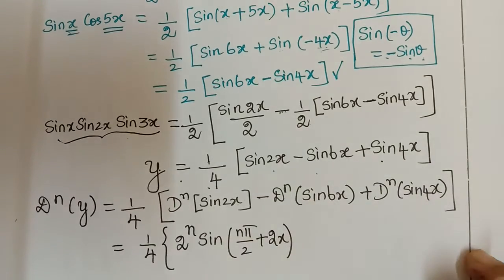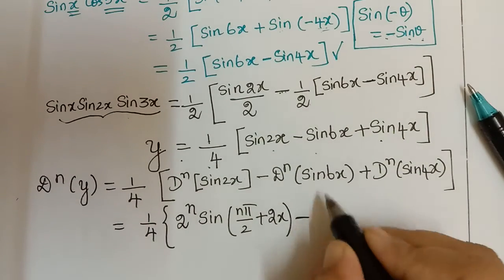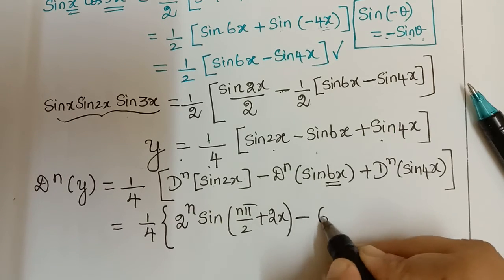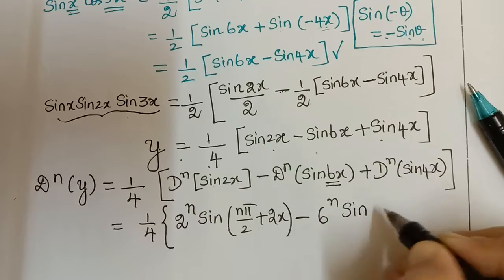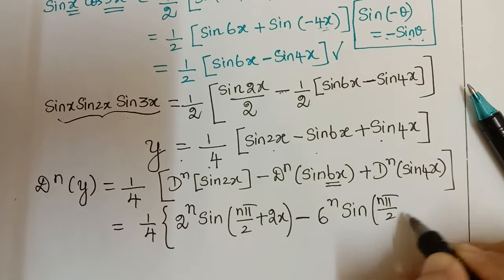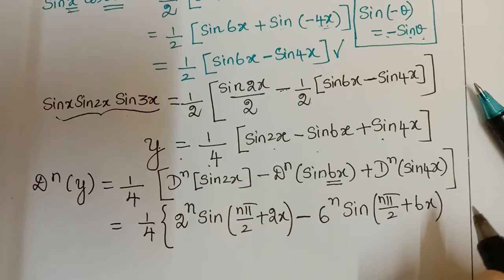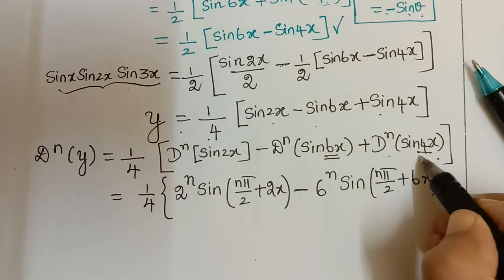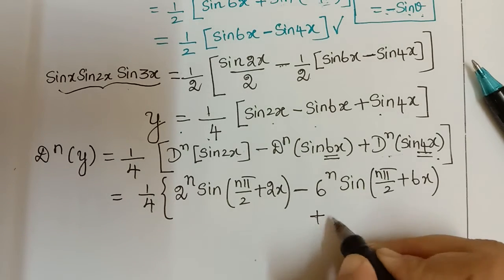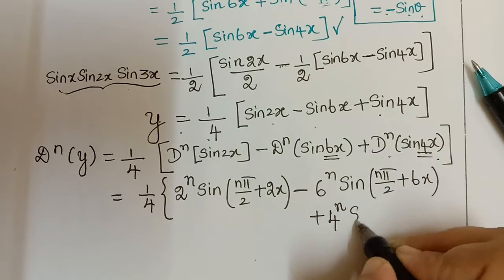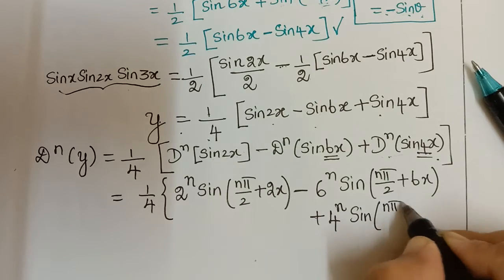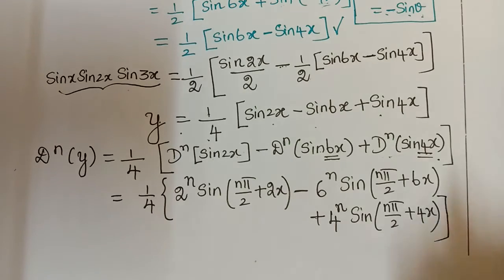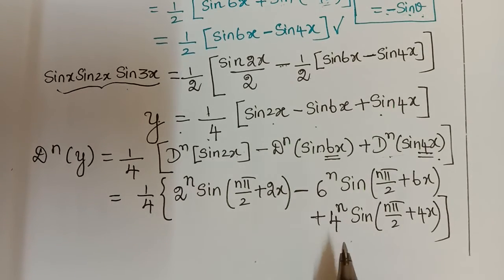Similarly for the next term, we have to find the nth derivative. Now here at the place of a we have 6. So it will be 6 power n sine of n pi by 2 plus 6x. And then finally we have to write the nth derivative of this. Here at the place of a we have 4. So it will be plus 4 power n sine of n pi by 2 plus 4x. By using the formula of the nth derivative we have obtained this.